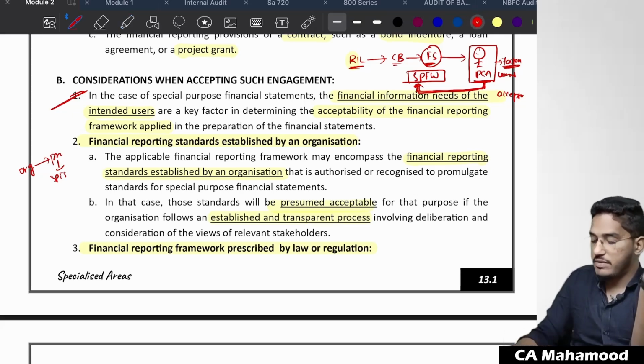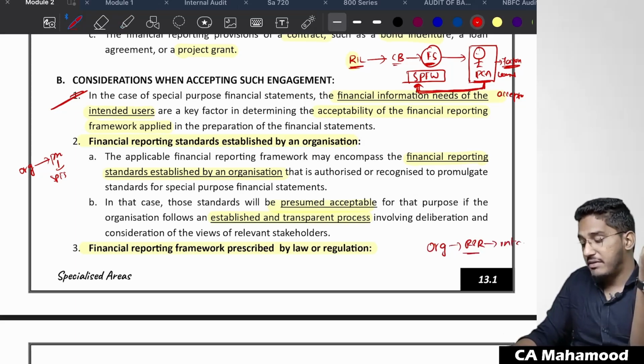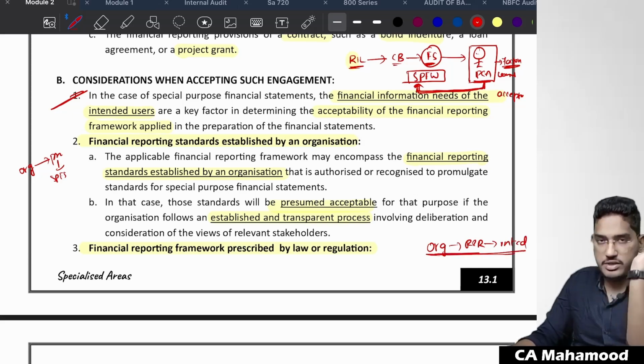If you came to know whichever organization has given that rules and regulations for the preparation of special purpose financial statements, they have considered all the requirements of the intended users and they have given that standards, obviously you can assume it as acceptable. No need to question it. You can start accepting that audit.